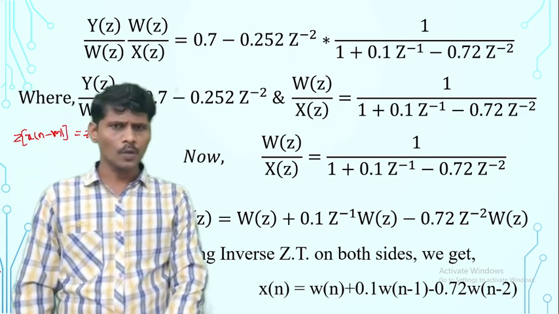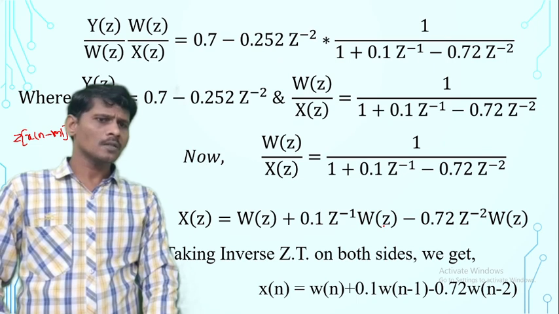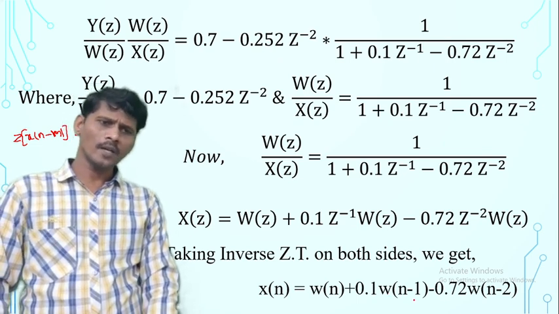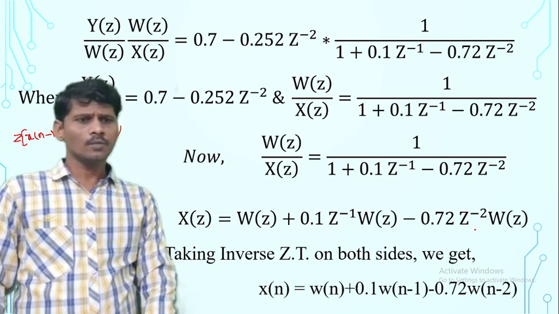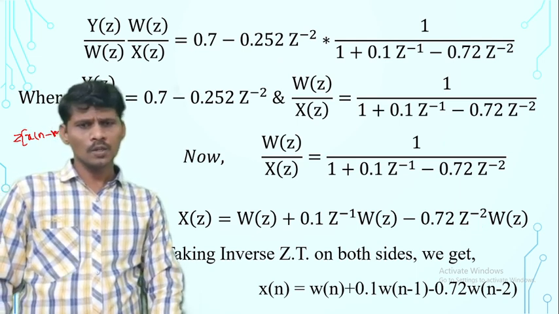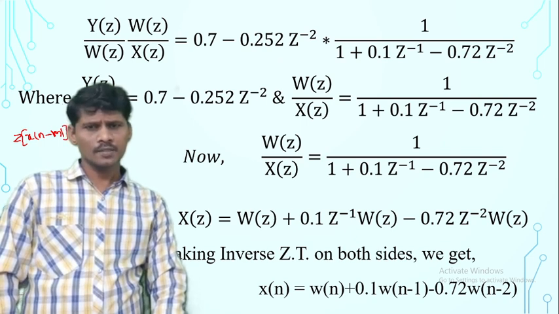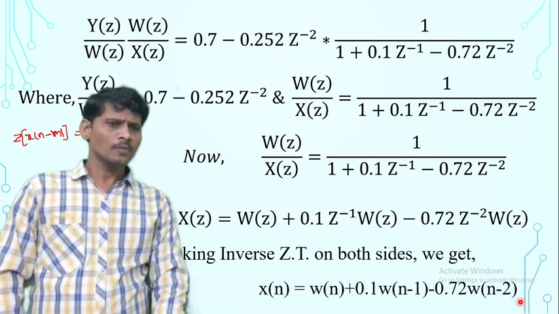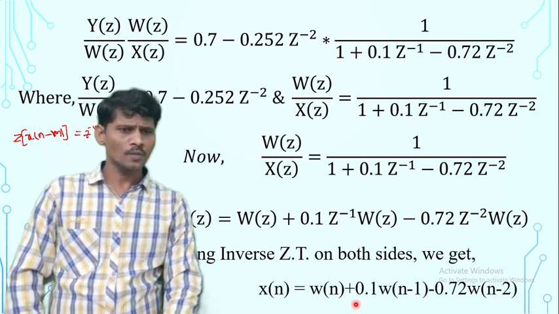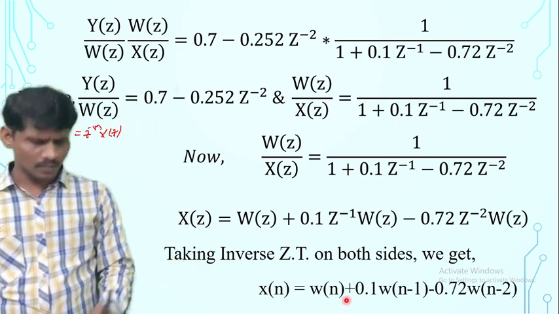Using this property, z inverse of z power minus 1 W of z is w of n minus 1, minus 0.72 into z inverse of z power minus 2 W of z is w of n minus 2. So this is equation 1. First, draw the realization structure of this difference equation.